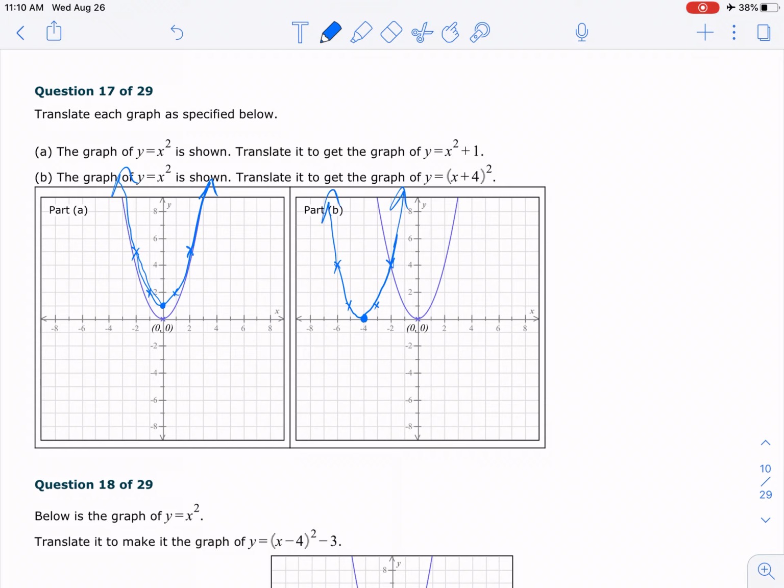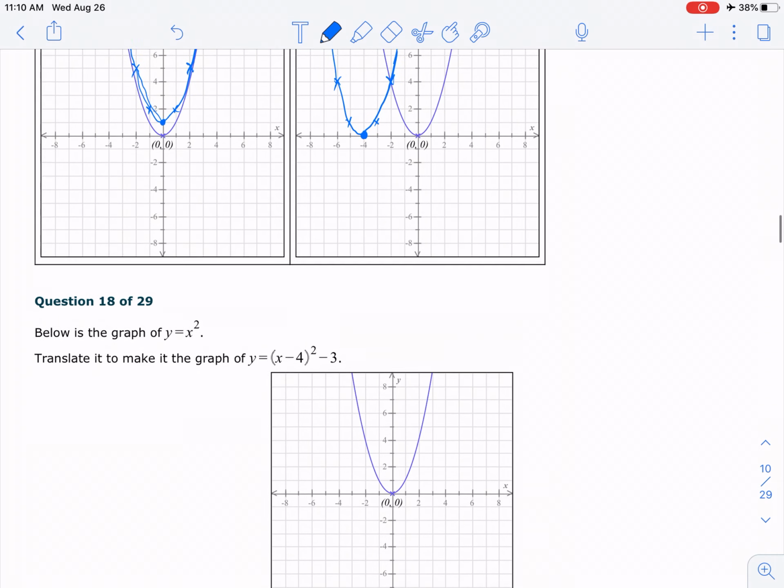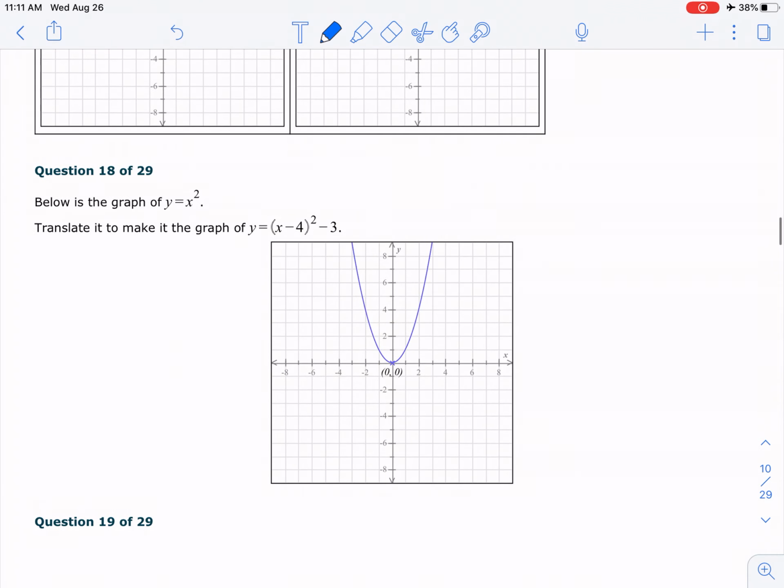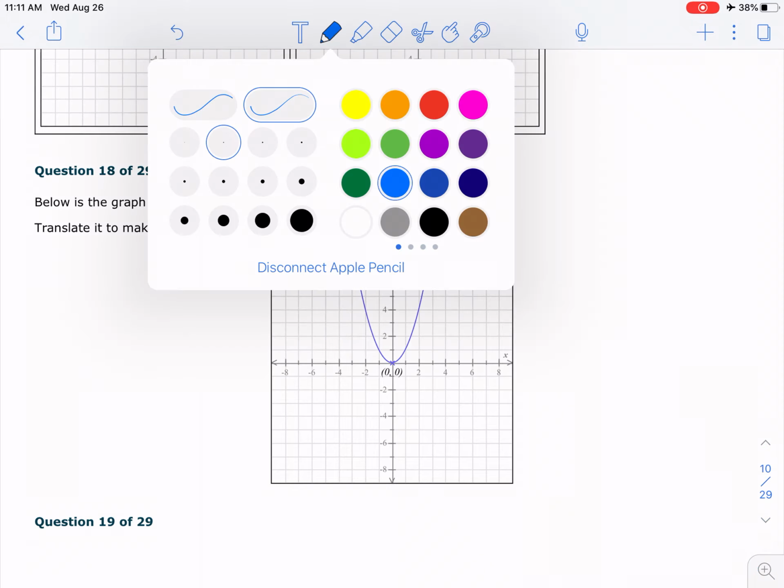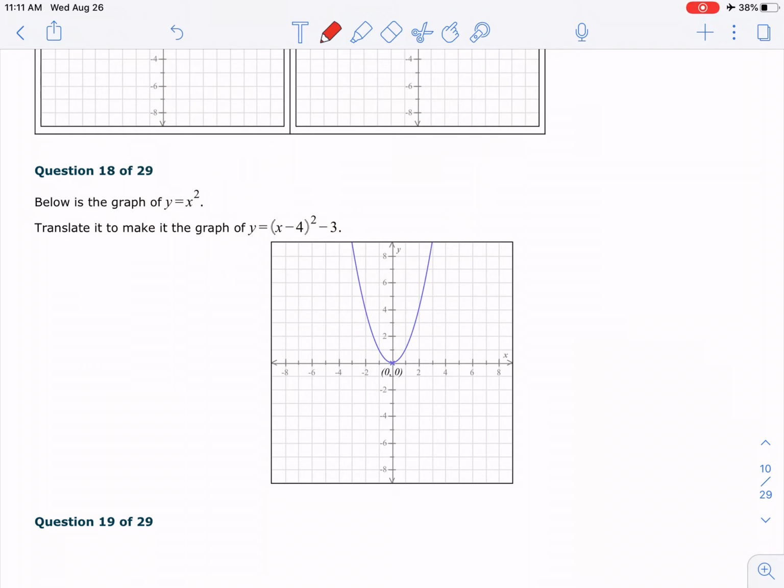So that's a transformation. All right, sometimes you're going to have to do both. So you can see for our next problem, we have a negative 3, which is down 3 units, a negative 4, which is to the right 4 units. So I have negative 3 and to the right 4.